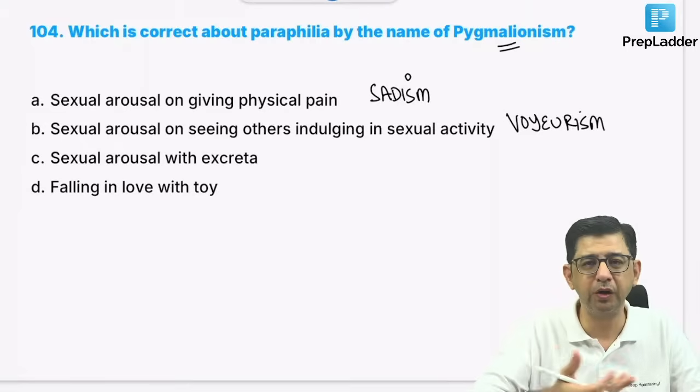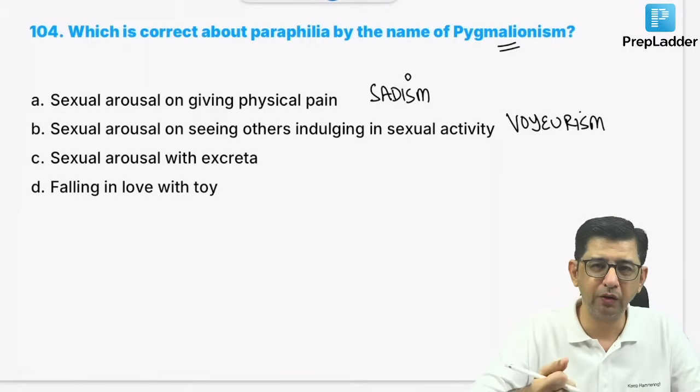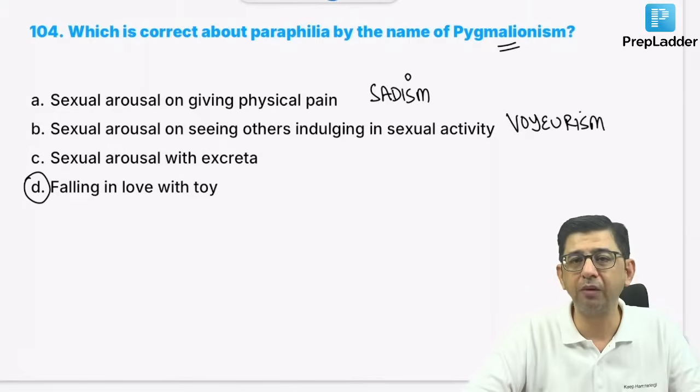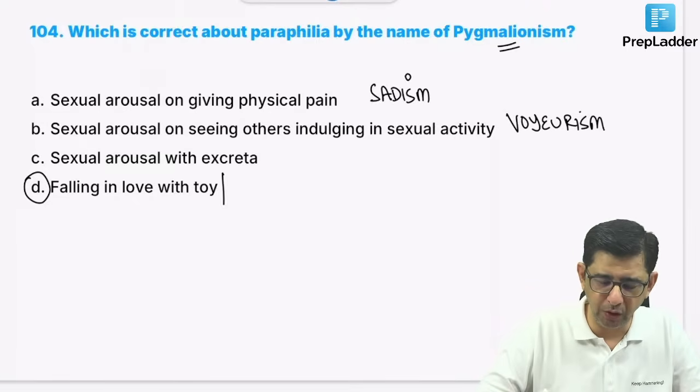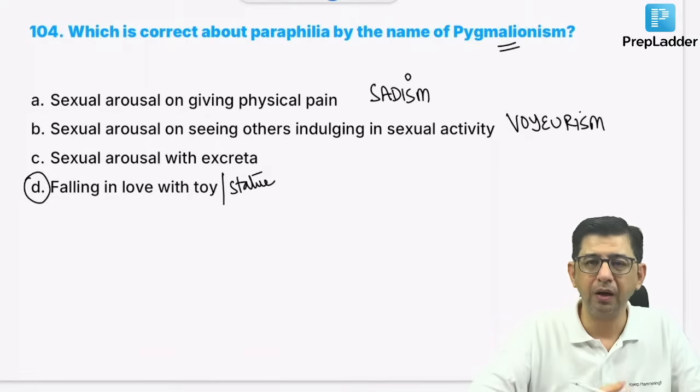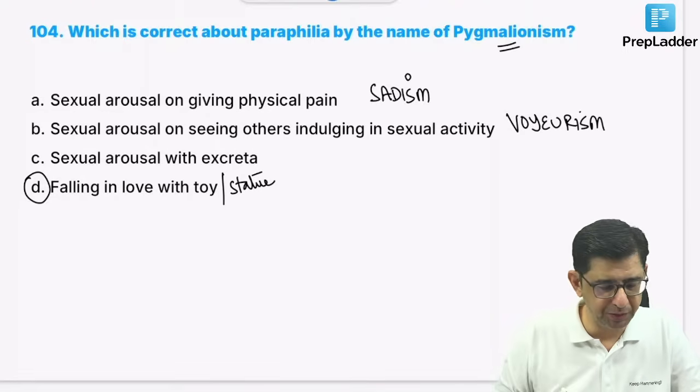So falling in love with a toy, like you would have seen, those people will buy those dolls and stuff like that. So falling in love with a toy is Pygmalionism, or falling in love with a statue. It could be a toy, it can be a statue, it could be some kind of an object with which the person is getting a fetish for. So the answer for this is option number D. Great.